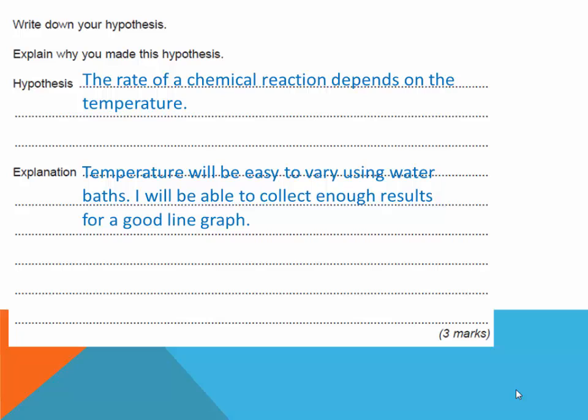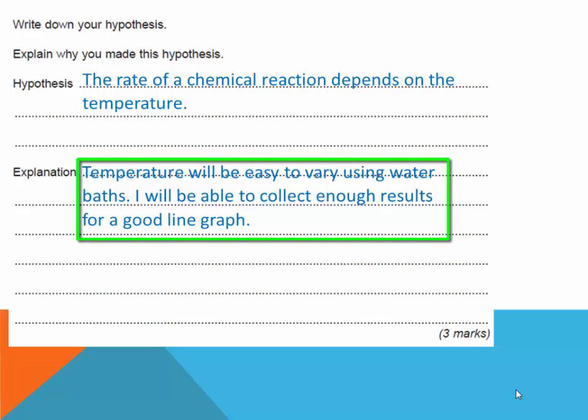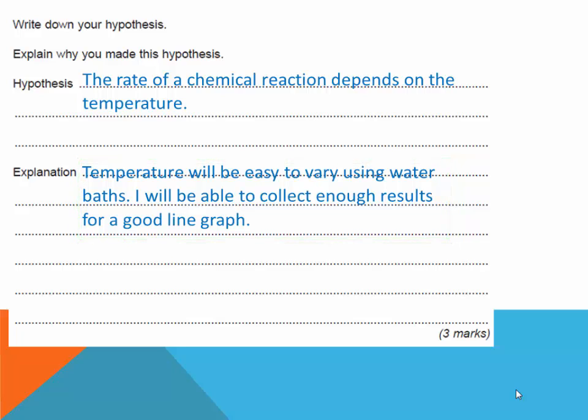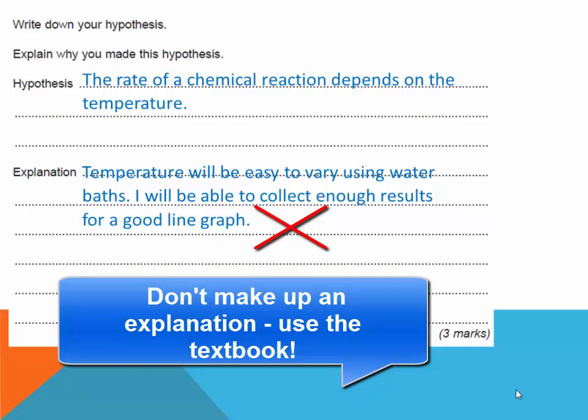If we look at the explanation now, they're basically arguing that they've chosen a hypothesis for ease of experiment. Unfortunately, this is worth no marks. The explanation must be in terms of using scientific theory, and that's why it's really important you use the textbook in Year 11 when trying to come up with ideas here.